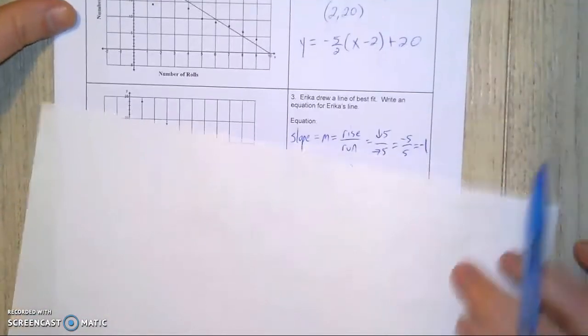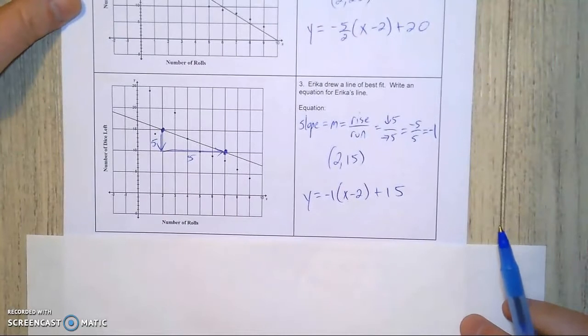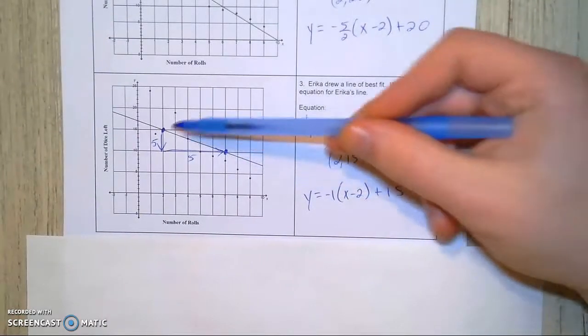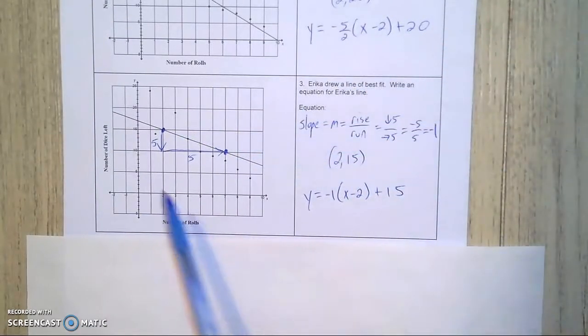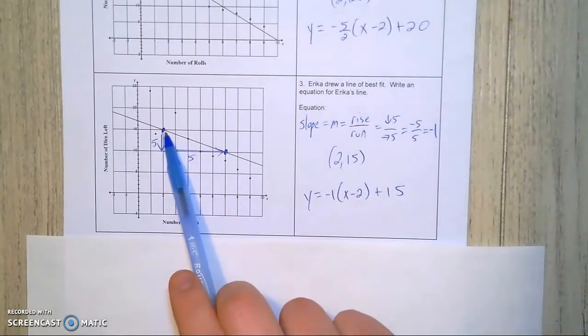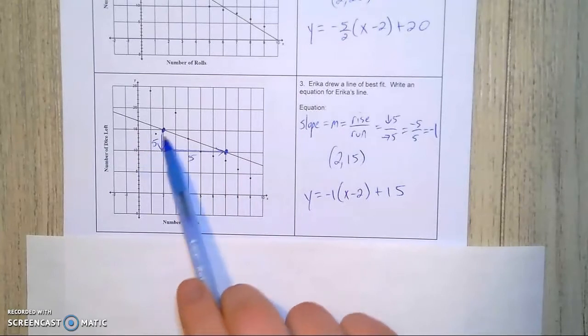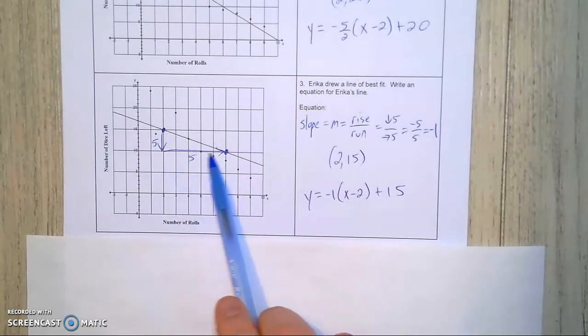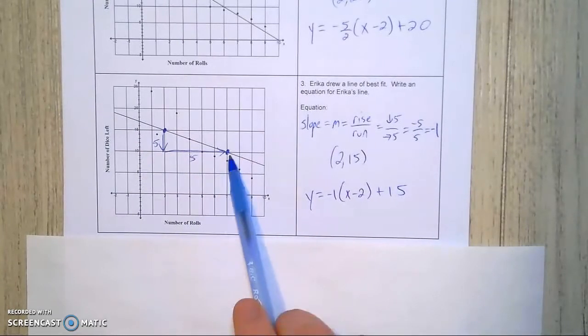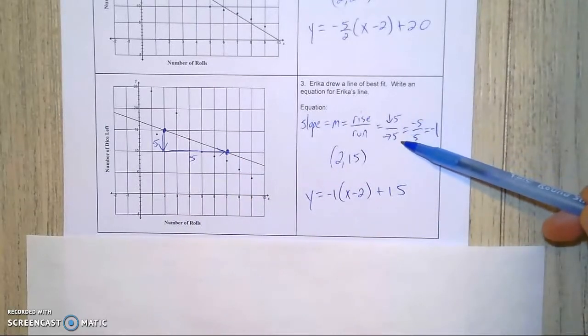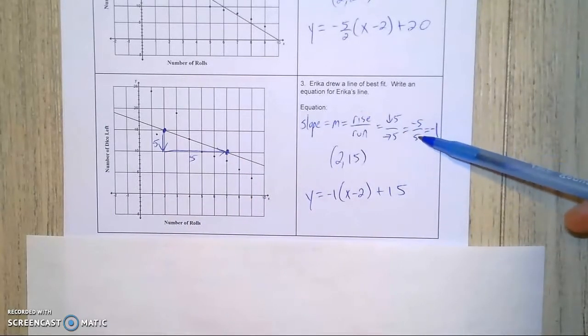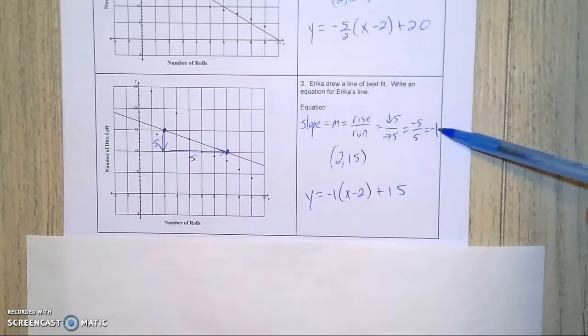So very similarly then in number 3, we again picked 2 points that are actually on the line. Now this time check the scaling here. That doesn't look like the same distance, but that is 5 spaces from 15 to 10, and then that is 5 spaces from 2 to 7. So it's actually down 5, right 5, which is negative 5 over 5, which just simplifies there to negative 1.